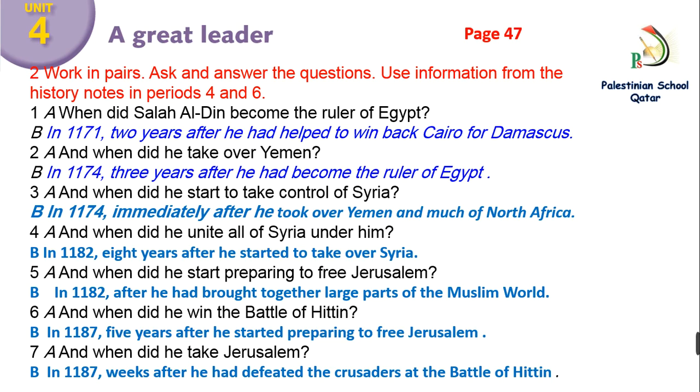Number 6, and when did he win the Battle of Hattin? In 1187, 5 years after he started preparing to free Jerusalem. And number 7, and when did he take Jerusalem? Yes, in 1187, weeks after he had defeated the Crusaders at the Battle of Hattin.